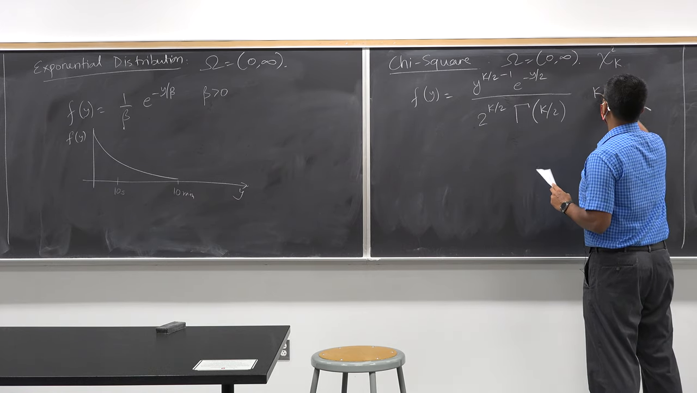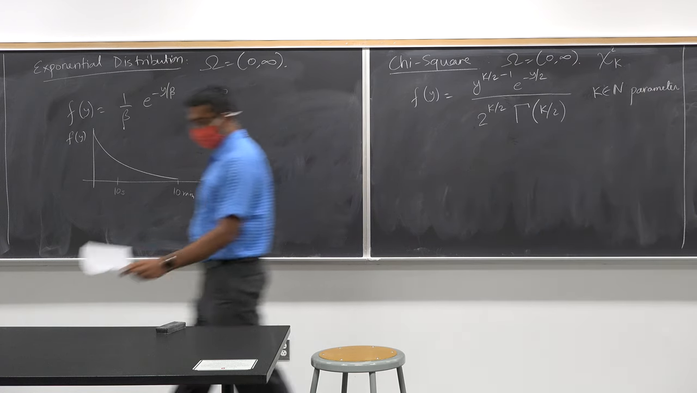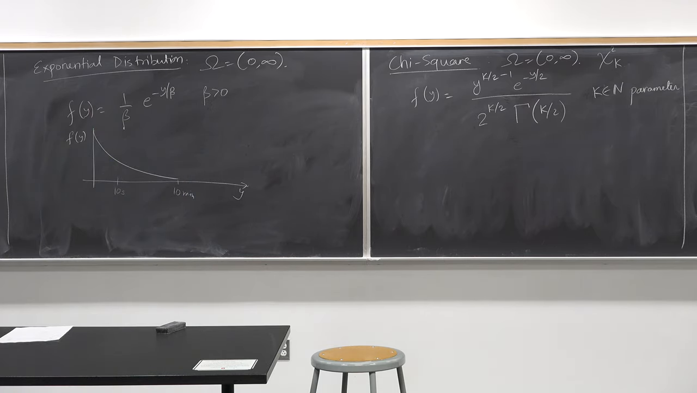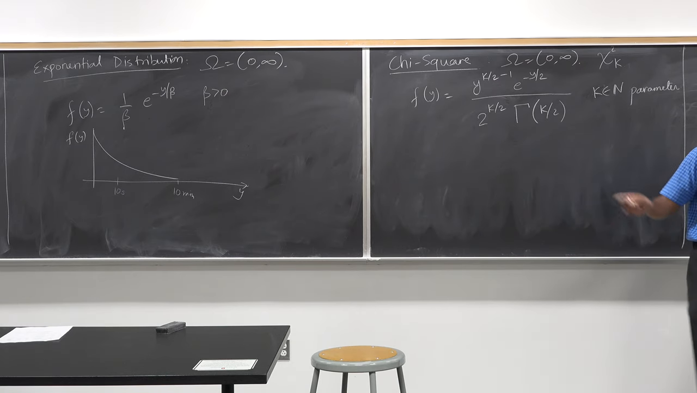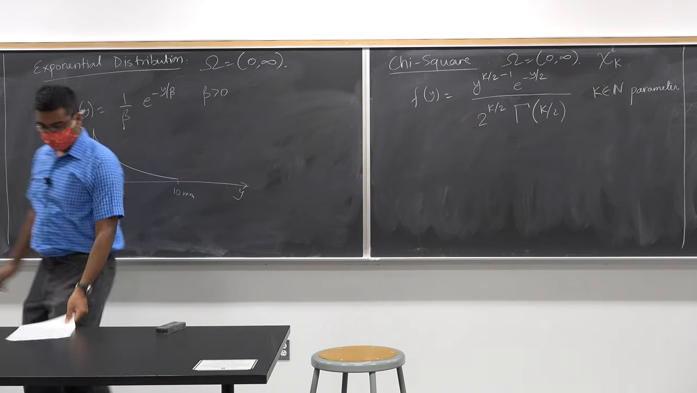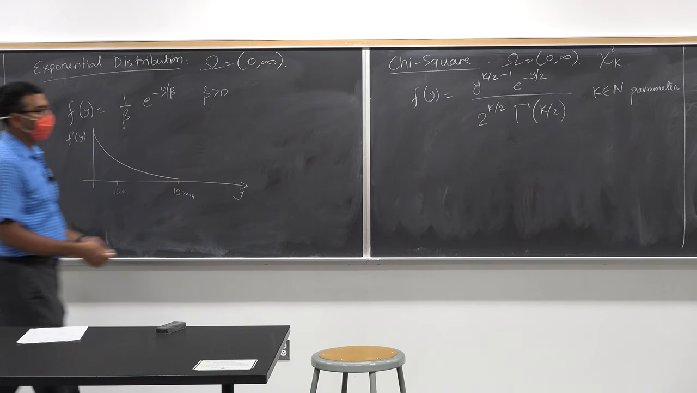K is a parameter. Let me check if k is supposed to be an integer or not. Okay. So on Wikipedia, it says that k should be an integer. But in this particular handout, it doesn't say that k should be an integer. So I don't know. Maybe it can be generalized to situations where k may be a non-integer value.